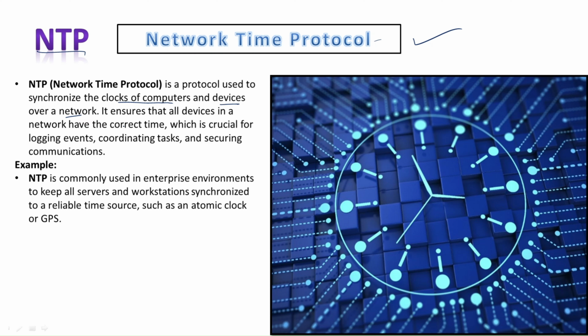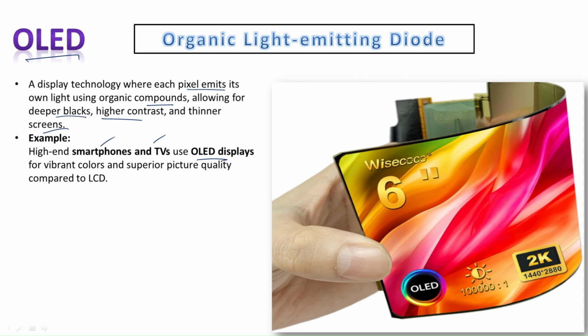OLED, that is organic light emitting diode. So it is a display technology where each pixel emits its own light using organic compounds, allowing for deeper blacks, higher contrast, and thinner screens. For example, high-end smartphones and TVs use OLED displays for vibrant colors and superior picture quality compared to LCD.